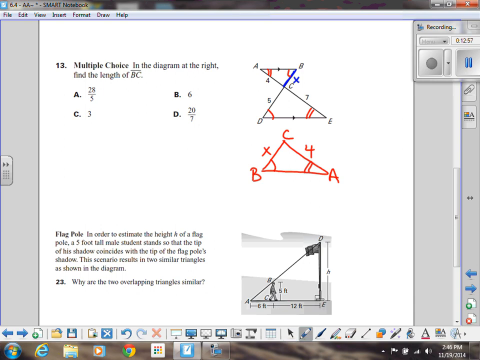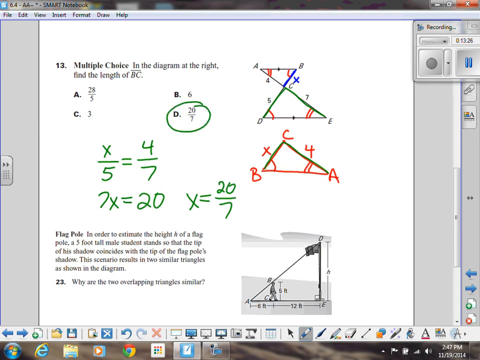So X corresponds to 5. And then the 4 corresponds to 7. So if we solve that, we're going to get 7x equals 20. Divide both sides by 7, and we get 20 over 7. So our answer should be D.